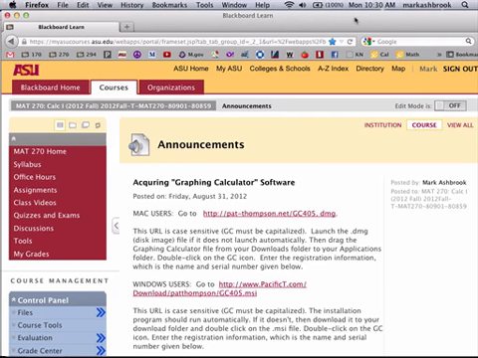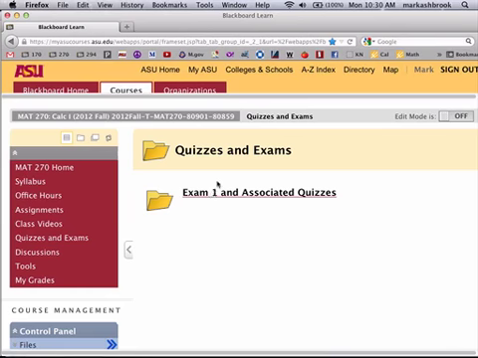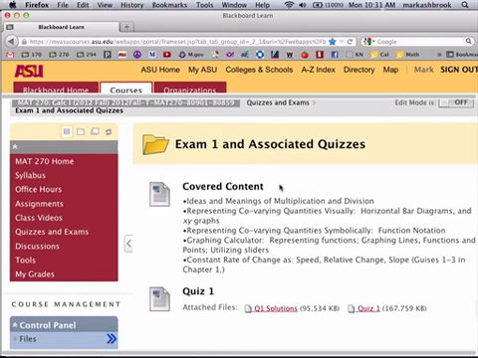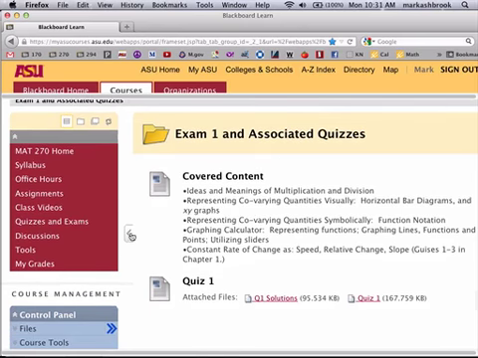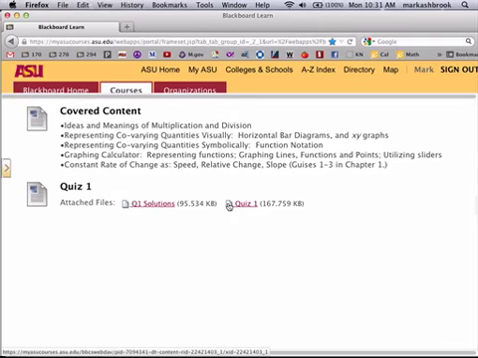While you're passing them up, let me talk about the exam that's Thursday. I've posted a new menu item here, quizzes and exams on Blackboard. If you go there, you'll see exam 1 and associated quizzes. So there's 2 items there now. One is just a bullet point outline of what's covered on the exam, which is basically everything we've done so far.